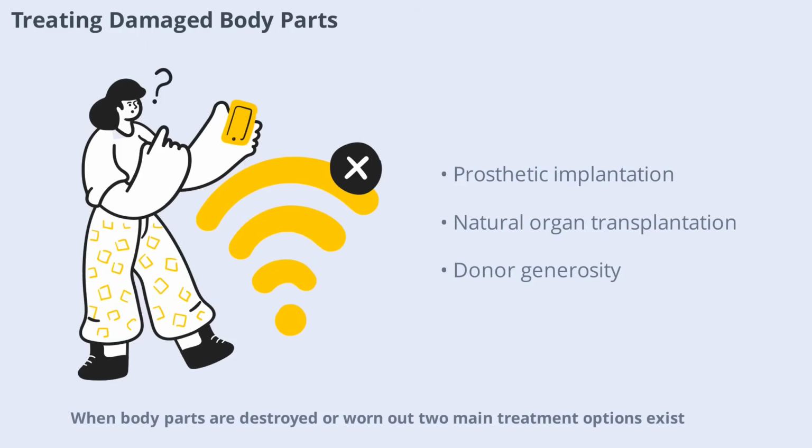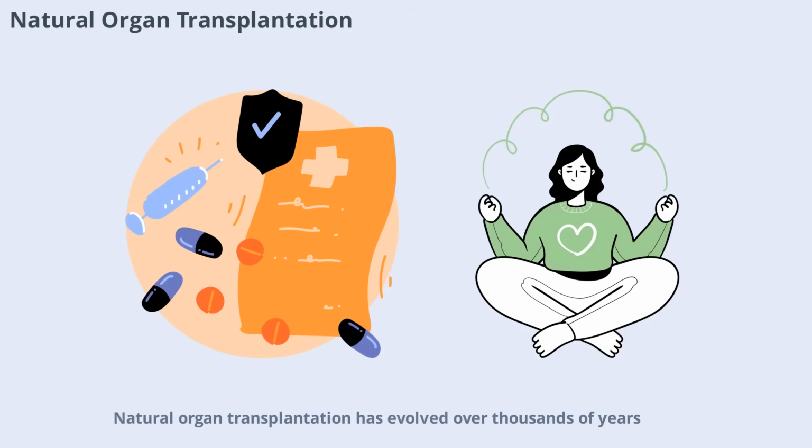When body parts are destroyed or worn out, two main treatment options exist: implantation of prosthetic devices or transplantation of natural organs. Prosthetic devices are engineered to restore function, while natural organ transplants rely on living donors or generous individuals who volunteered before death. Both approaches aim to restore quality of life, but each comes with its own set of challenges and benefits. Natural organ transplantation has evolved over thousands of years.